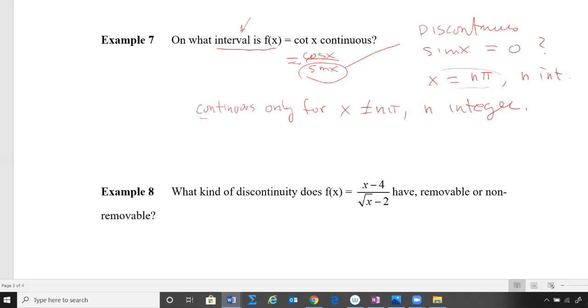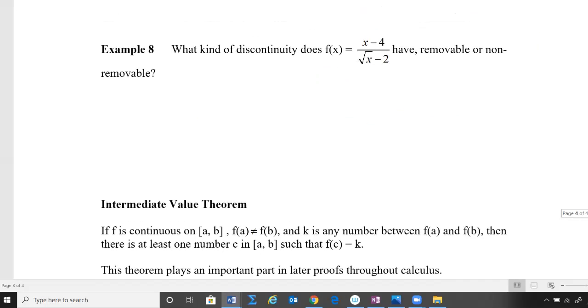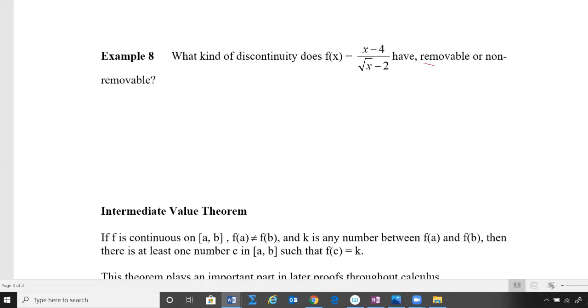Rather easier to just list the discontinuities. Okay, what kind of discontinuity does this have? Is it removable or non-removable? Okay, well, first of all, let's locate the discontinuity.